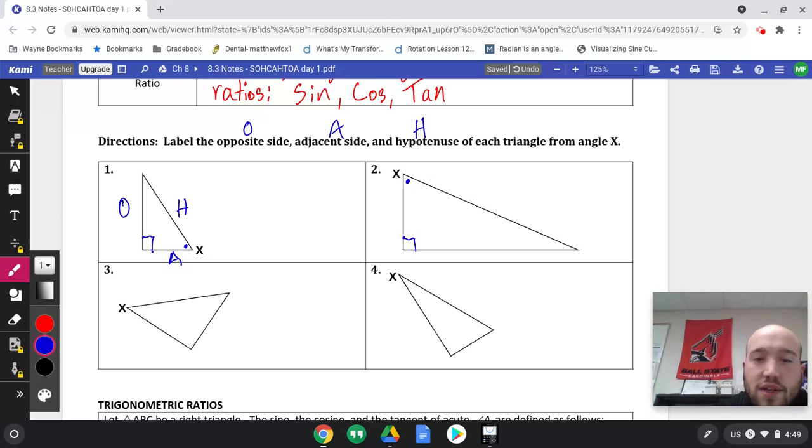All right, number two. Once again, I'm going to label my right angle. Angle X is right in here. Always start with the hypotenuse, in my opinion. That's the easiest one to find. So here's our H. It's across from the right angle. It's also the longest side. Now, compared to this angle, adjacent means it's next to it, a part of that angle. So over here is our A, which leaves this as our O.